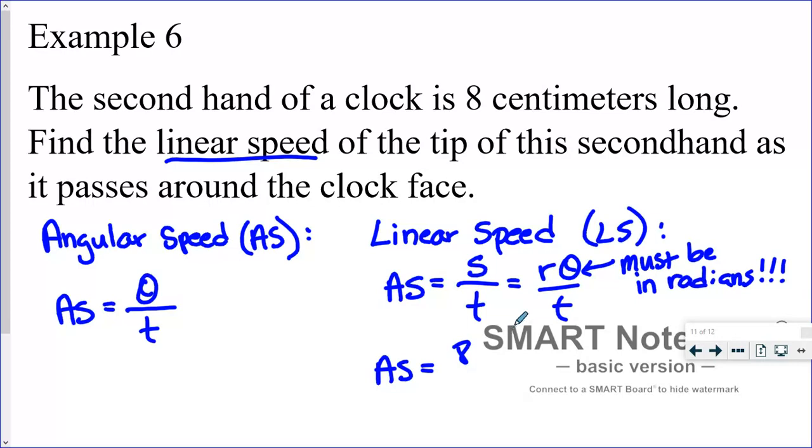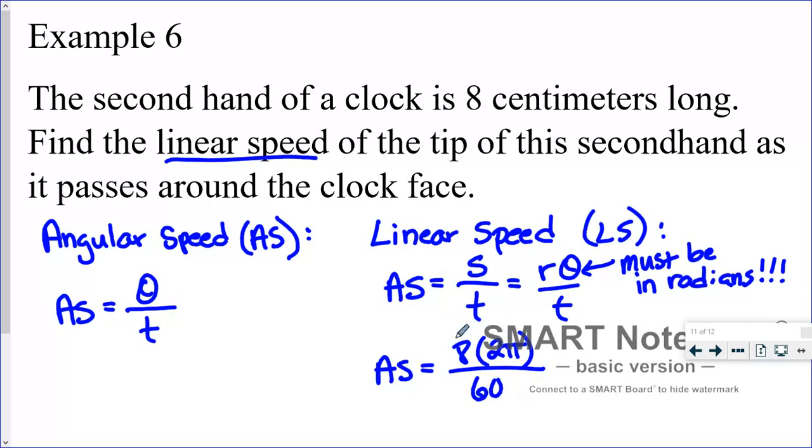What's a really easy way to talk about second hands? Well, you could do it like how many radians has it gone in half of a minute, or in 15 seconds, or 10 seconds. But why do that? Why not just say, how long does it take for a second hand to go all the way around the clock? 60 seconds. So the theta, how far is one full time around a circle? 2 pi, because it has to be in radians, divided by how long did it take for that second hand to go one full time around? 60 seconds.